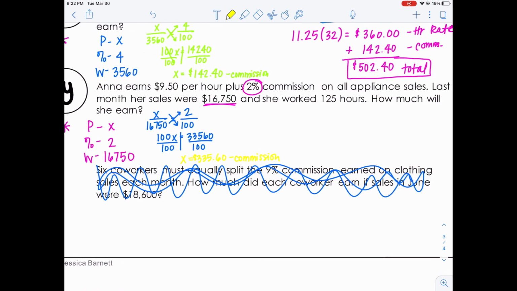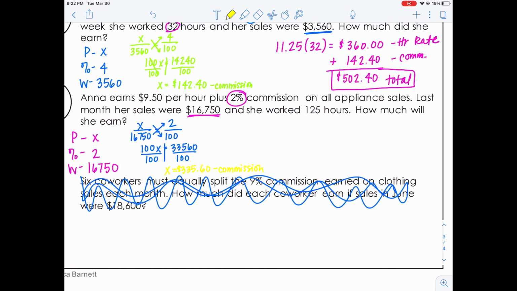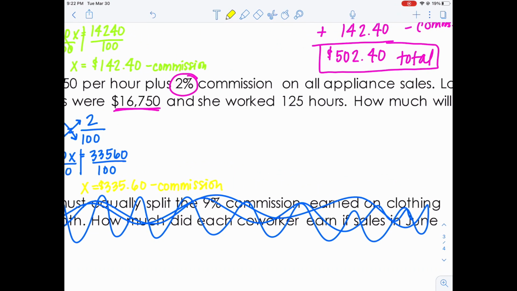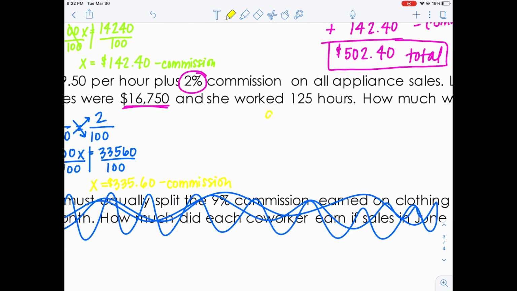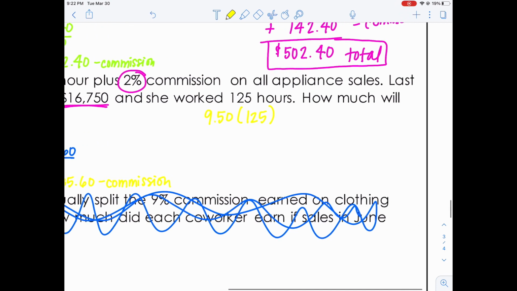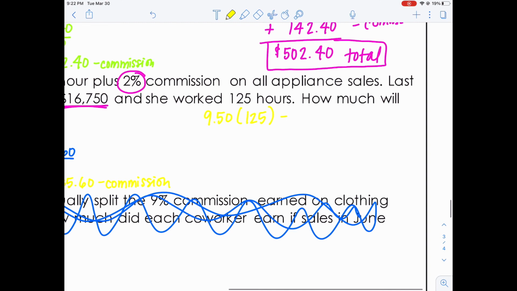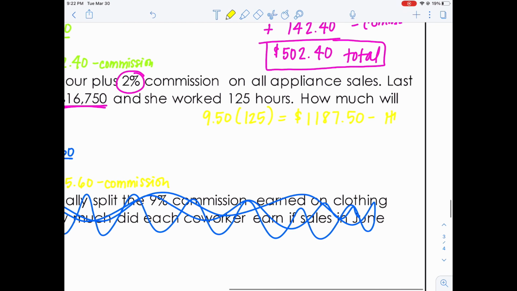This is not the end of the problem. We also have to calculate how much money she earns from her hourly wage, or her hourly rate. So reading back through the problem, she made $9.50 per hour, and she worked for 125 hours. So we're going to take her hourly rate of $9.50 and multiply it by how many hours she worked. So $9.50 times 125 gives me $1,187.50 for her hourly rate.